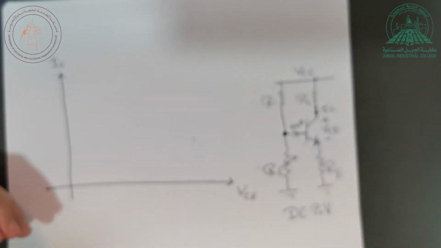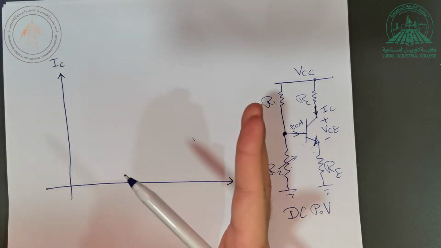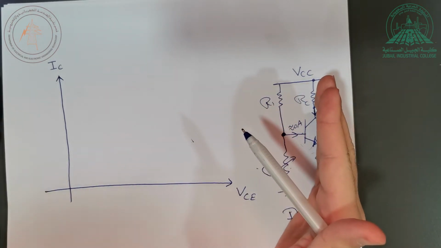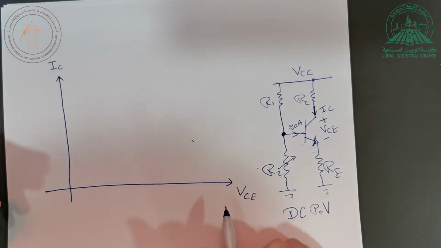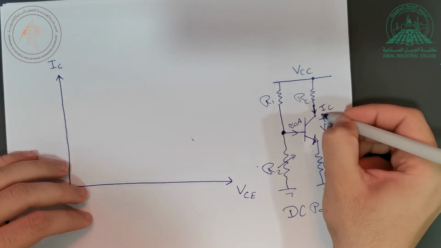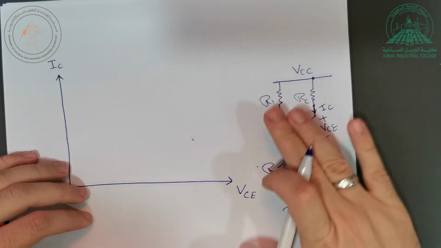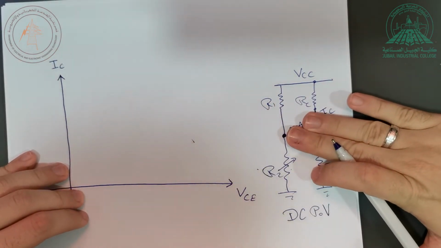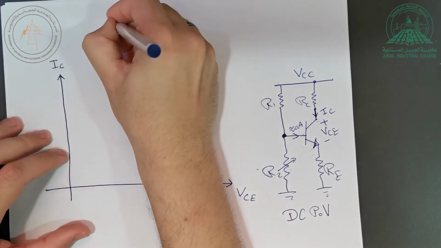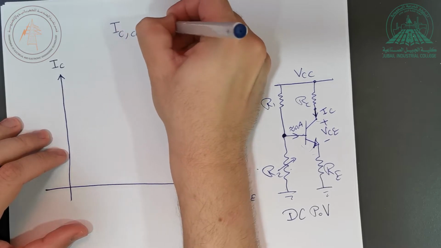Now this load line has two extremes. It is sandwiched between the cutoff and the saturation. When you talk about cutoff, how much is this current going to be? During cutoff, this current is going to be equal to 0, because this whole thing is an open circuit. So no current. IC during cutoff is equal to 0 ampere.